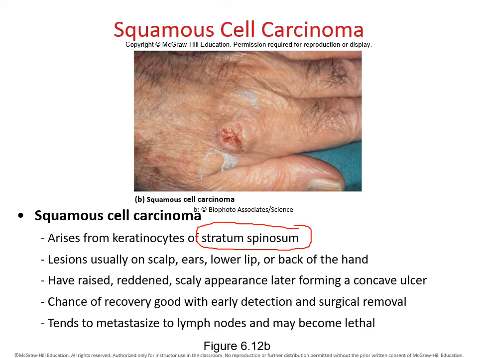As you can see from the illustration inserted, it tends to have more of a reddish, scaly appearance, and it can actually form an ulcer that will pop open and be kind of concave, so dip inwards. Once again, if it's discovered and treated early, excellent recovery rate. However, we do have to be careful with the squamous cell carcinoma because it does have a tendency to metastasize. So the earlier we catch it, the better the prognosis is.